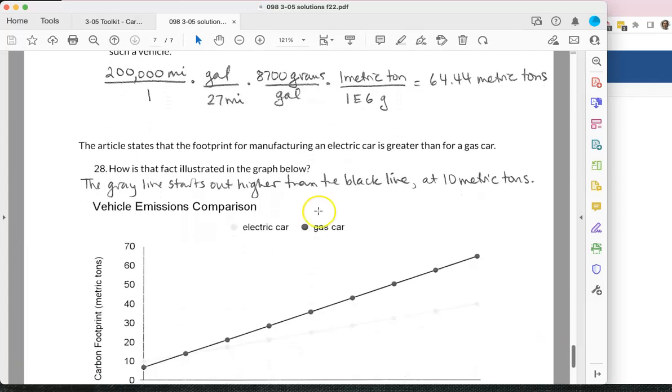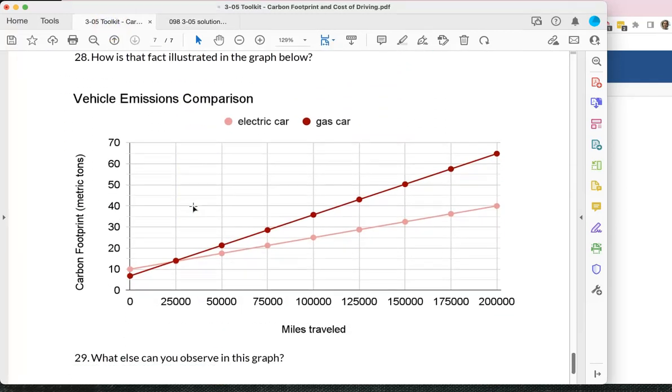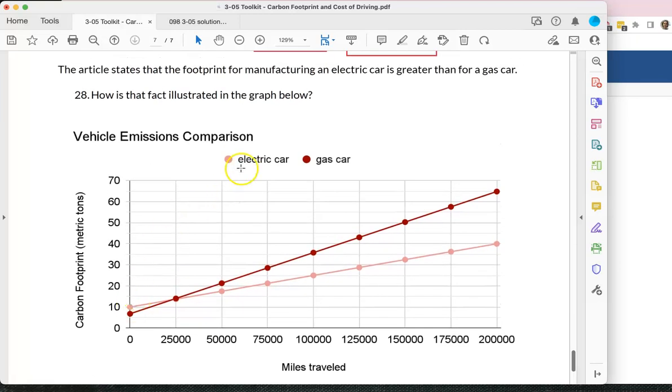So in this graph here, I have the electric car in pink and the gas car in red. And notice that the electric car starts out with a higher carbon footprint than a gas car. So it's more environmentally destructive to make an electric car compared to a gas car. But over the lifetime of the car, the gas car is going to end up having more emissions. And over the lifetime, the electric car is going to have lower emissions.